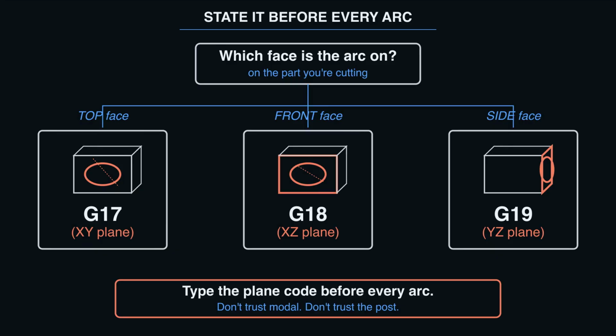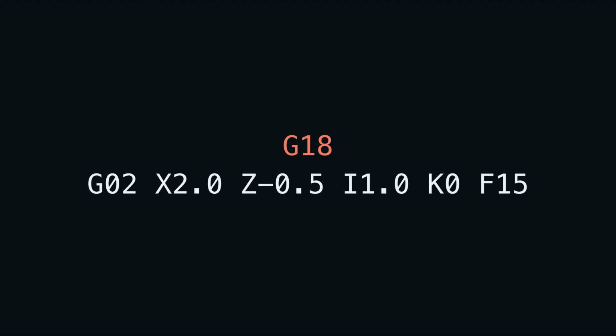The 10-second fix. Before any arc, state the plane explicitly. Don't trust modal. Don't trust the post. Type it. Drop the plane code on the line right before the arc. 1 block. Costs you nothing. Saves the part. And when you switch back to top-down work, type G17 again.